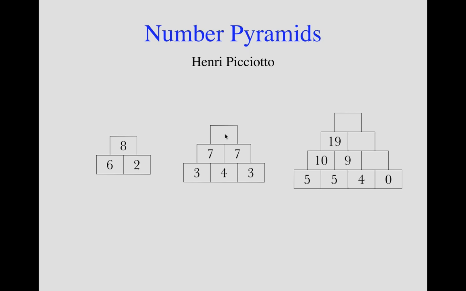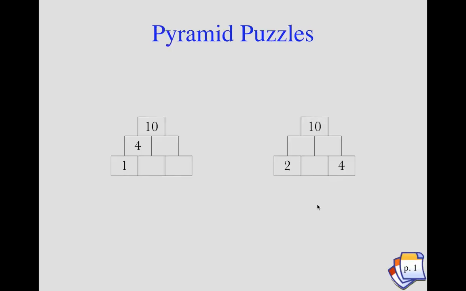So what would go here? Well, 7 plus 7 is 14. Over here, 4 plus 0 is 4, 9 plus 4 is 13. 19 plus 13, I'm going to say that's the same as 20 plus 12, so 32. So anyway, these are examples. This is a 2-row pyramid, 3-row pyramid, and a 4-row pyramid. And we're going to explore those in more depth using the worksheets.